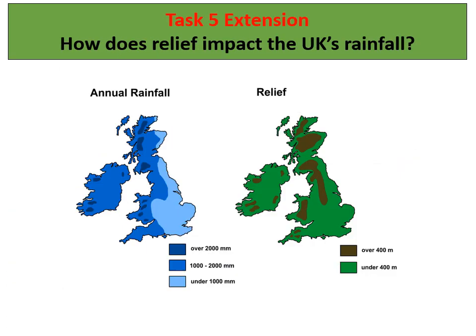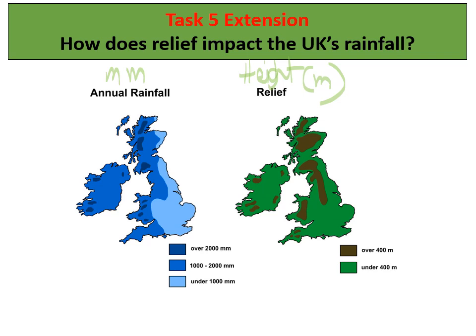Okay then, task 5. So task 5 is an extension task, so you only need to complete this activity if you still have time. So we need to answer the 6 questions on our PDFs or Word documents by using these 2 maps. So this is looking at rainfall, which is measured in millimetres, and then the relief is looking at the height of the land, and that is measured in metres.